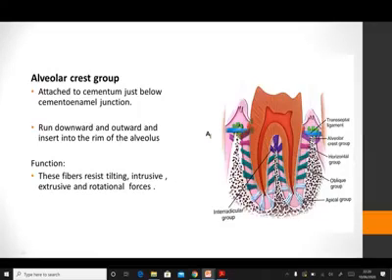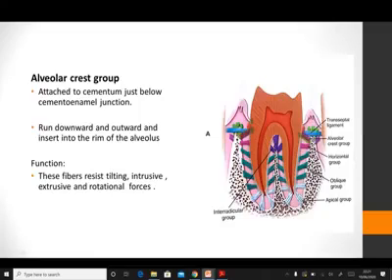And this fiber group system is on both sides, on this side and on this side, here. So the alveolar crest group fiber system, every tooth has all of these principal fibers. The alveolar crest group basically resists the forces of tilting on the tooth, the intrusive and extrusive forces on the tooth, and the rotational forces on the tooth.